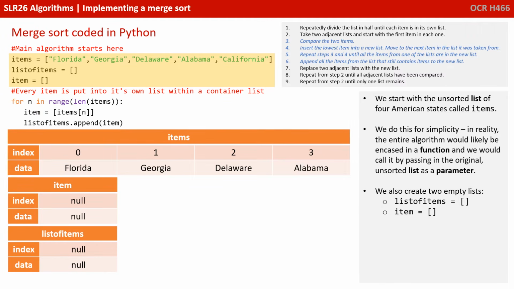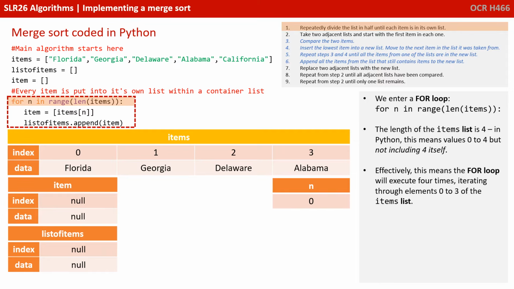We start with the unsorted list of 4 American states called items. We do this for simplicity. In reality, the entire algorithm would likely be encased in a function, and we would call it by passing in the original unsorted list as a parameter. And we also create two empty lists, list of items and item.